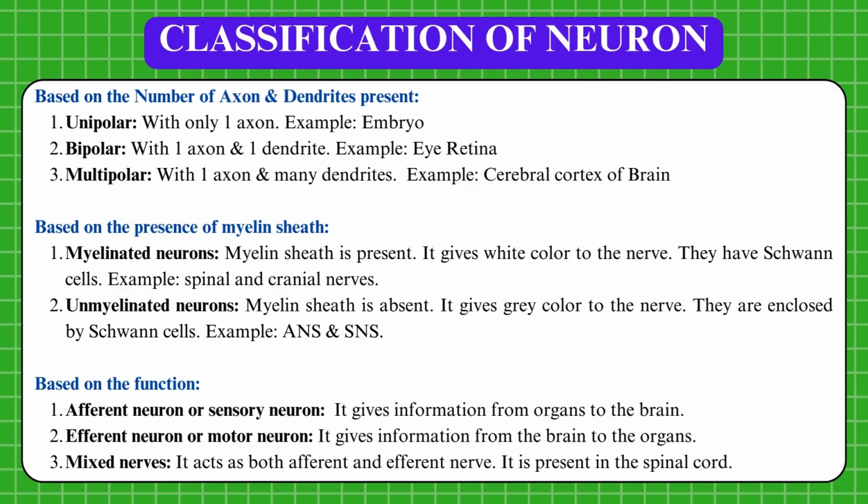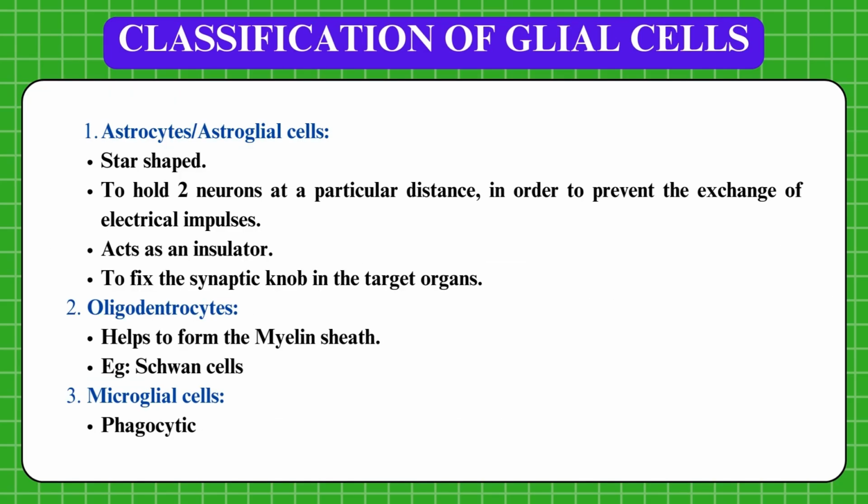Based on the functions, there are 3 types: afferent neuron or sensory neuron, efferent neuron, and mixed neuron. Afferent neuron or sensory neuron gives the information from the organs to the brain. Efferent neuron provides information from the brain to organs. Mixed neuron acts as both afferent and efferent neuron, which is present in the spinal cord but not in the brain. Classification of glial cells.